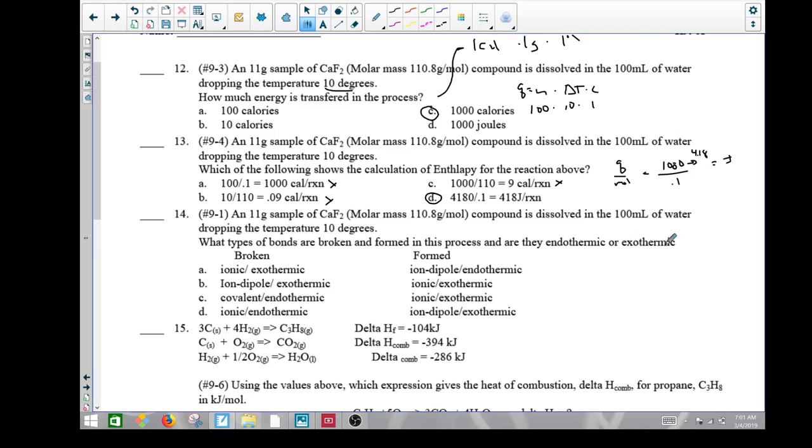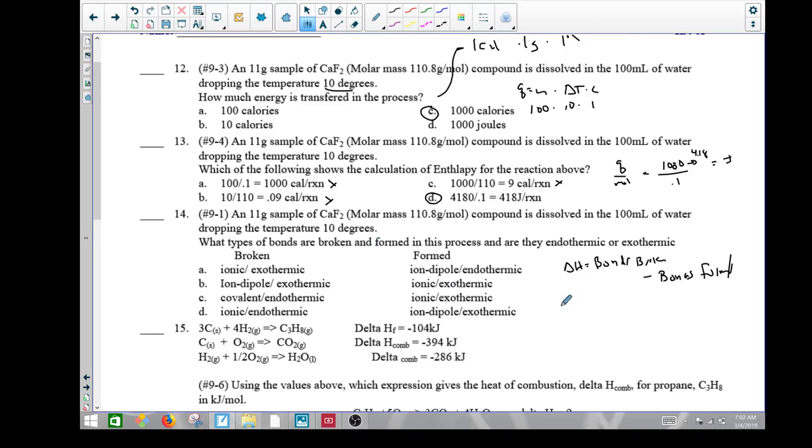All right, same deal here. What are we doing here? Well, what are we breaking? For all of bonding, delta H is equal to the bonds broken minus bonds formed. So it's always important to note what's being broken. Here, we're breaking an ionic bond, and we're forming a dissolved substance, which forms an ion-dipole.